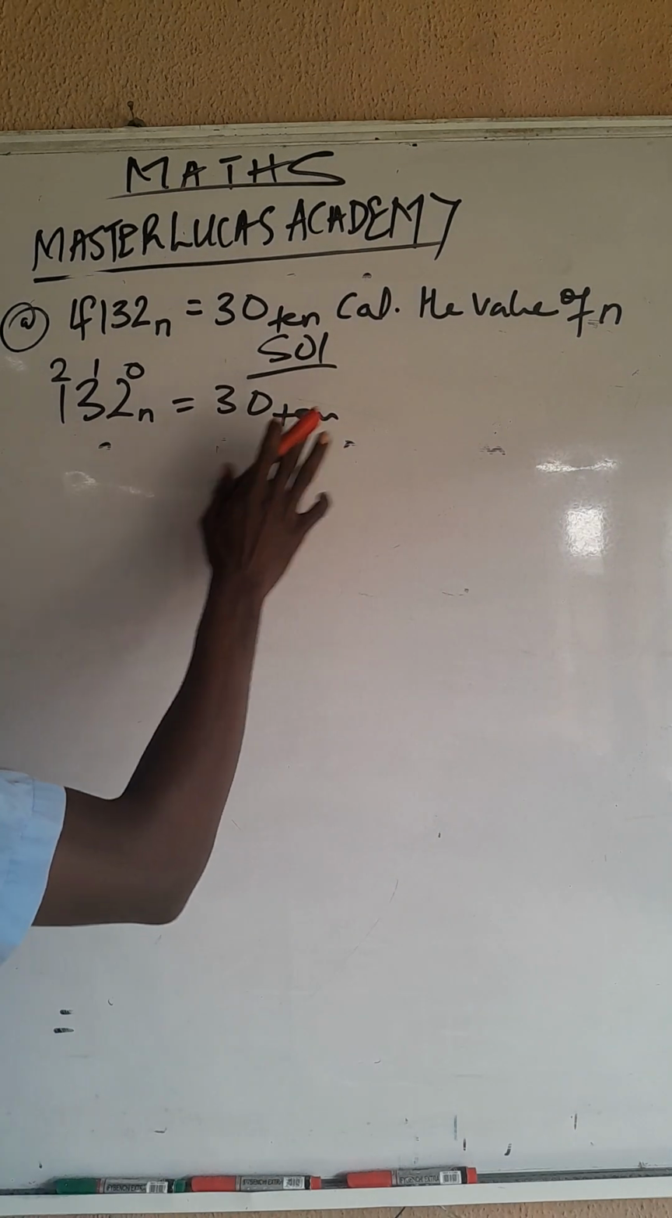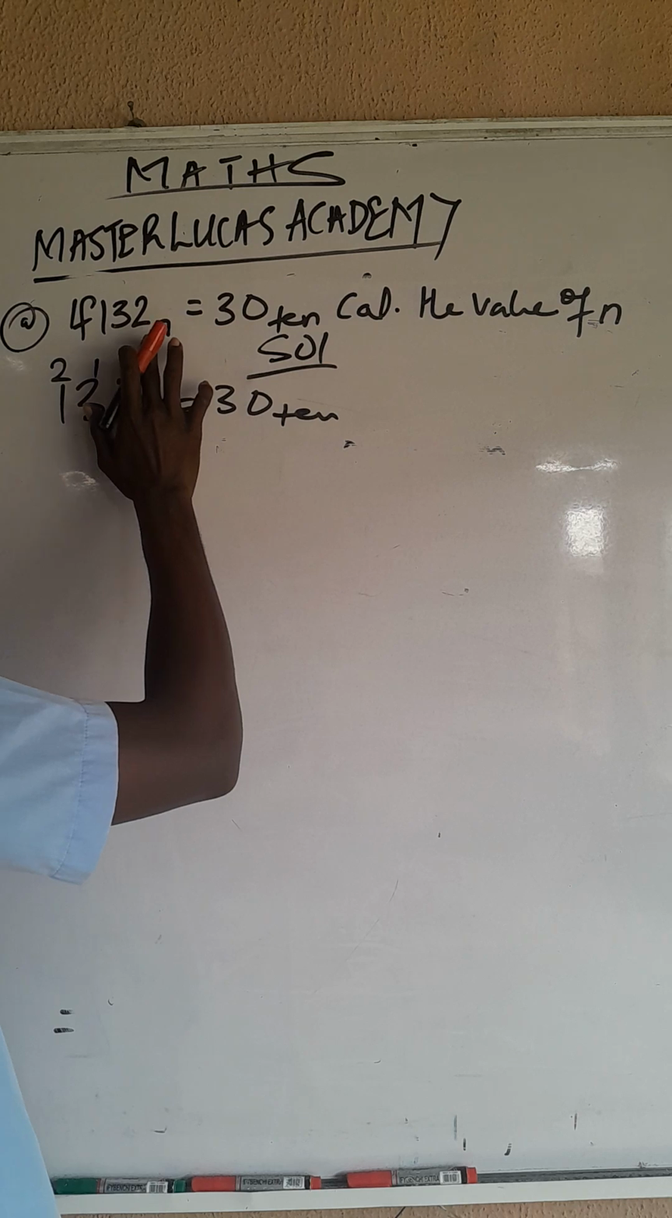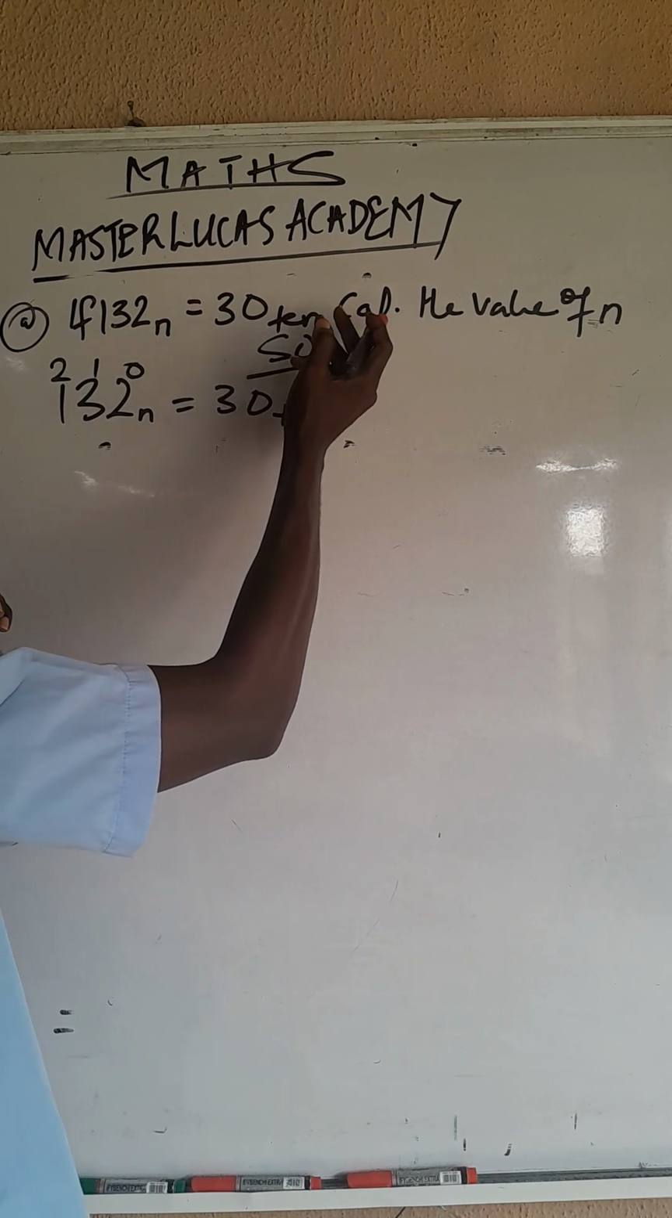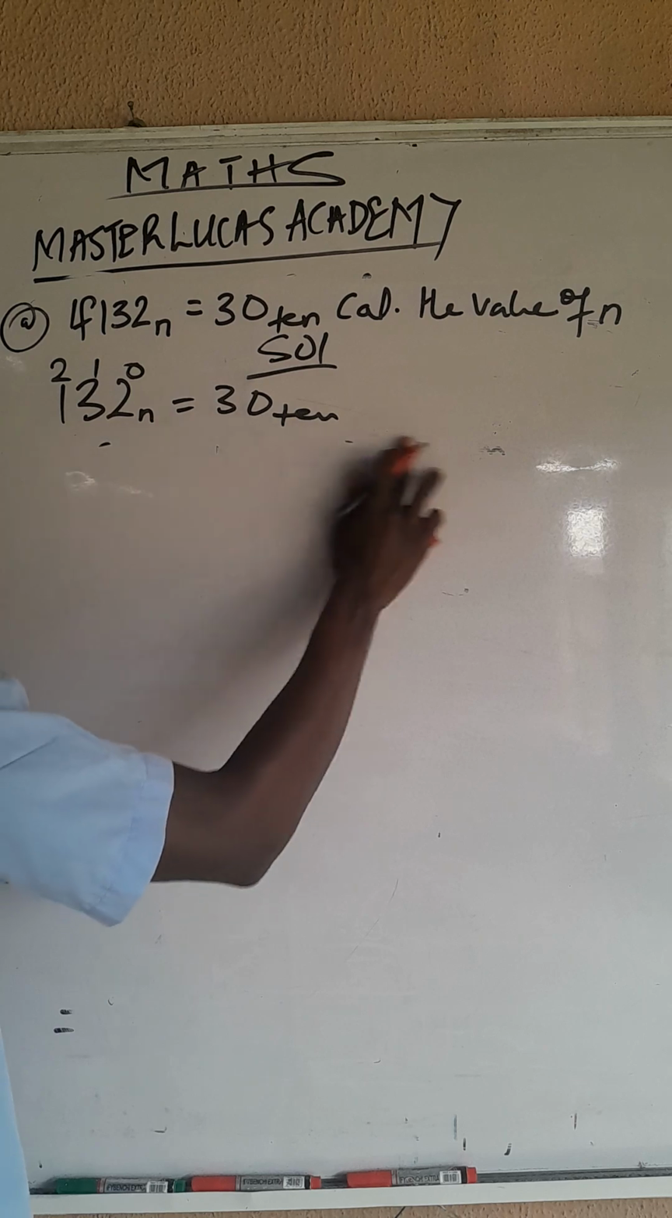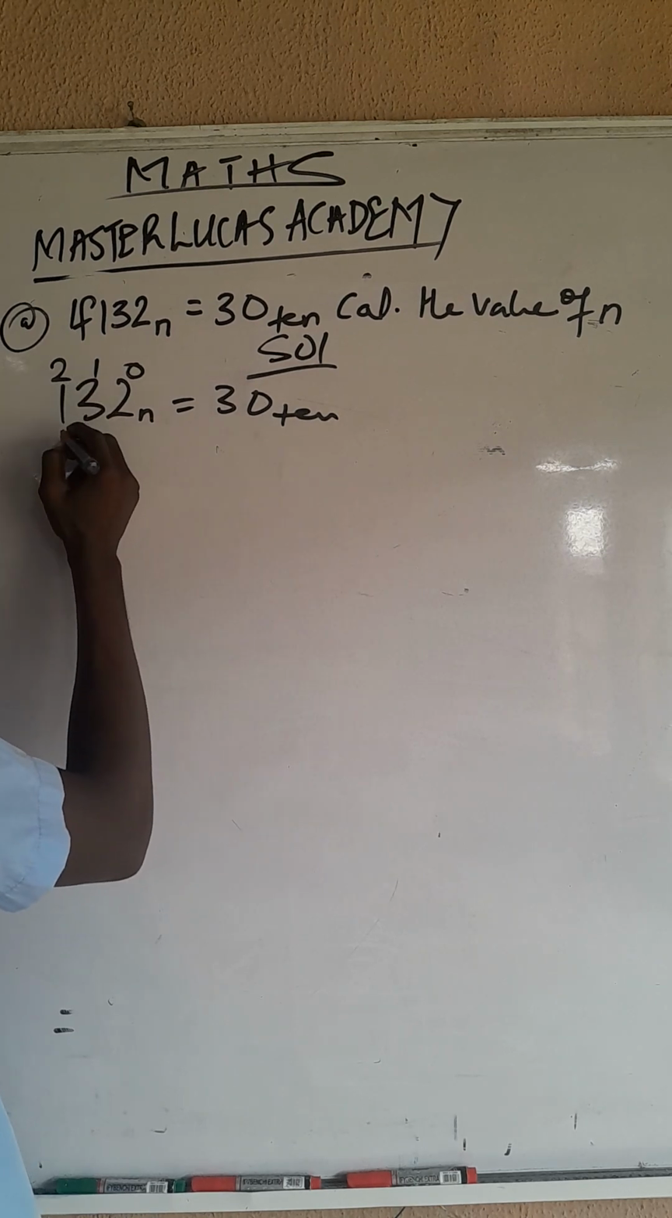Now let's look at how we can solve this problem. If 132 base n equals 30 base 10, calculate the value of n. So here we go. Let's quickly solve the problem together.